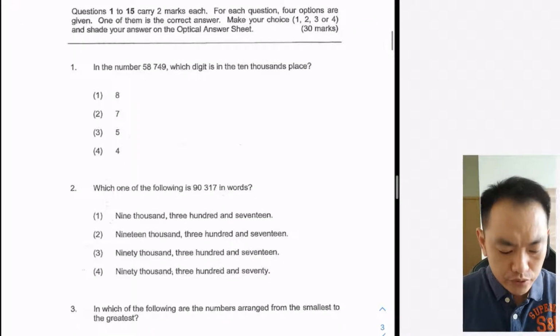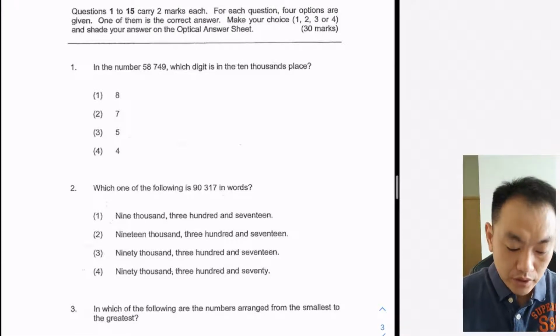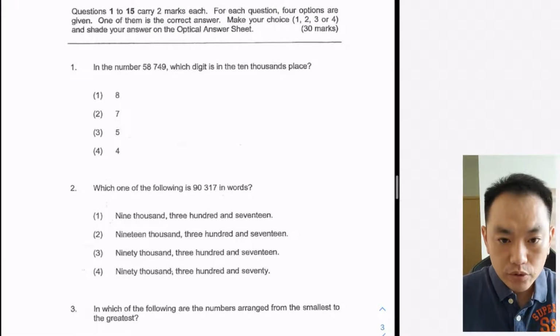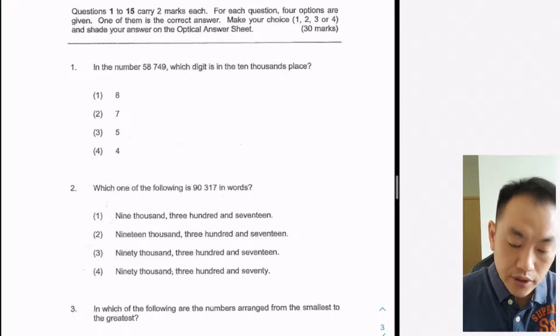Okay, let's move to question 1. In the number 58749, which digit is in the 10,000s place? Okay, so the question is quite straightforward. So let's count from the back.